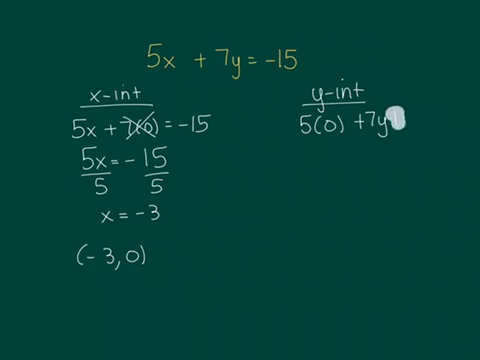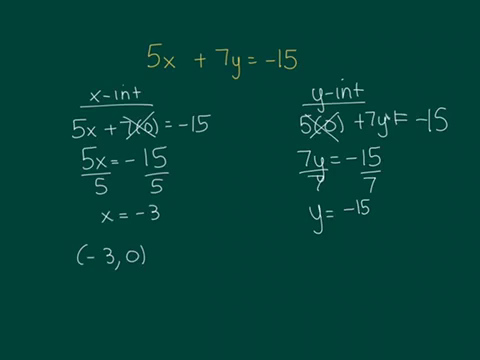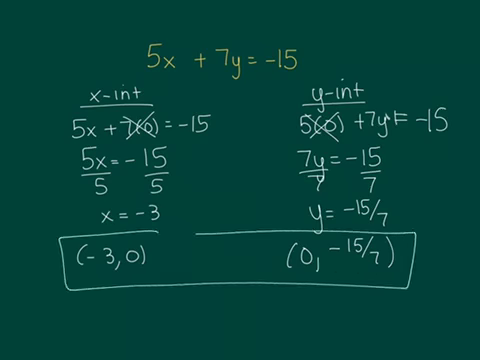Oops, sorry, I'm trying to erase that. Equals negative 15. So that just becomes 0, so I'm left with 7y equals negative 15. Divide both sides by 7, and y is negative 15 sevenths. So you don't have to turn that into a decimal. You don't have to turn it into a mixed number. As long as it's a reduced fraction, you can just go ahead and leave that. And so our Y-intercept is at 0, comma, negative 15 sevenths. So those are our two answers, the X and the Y-intercept.